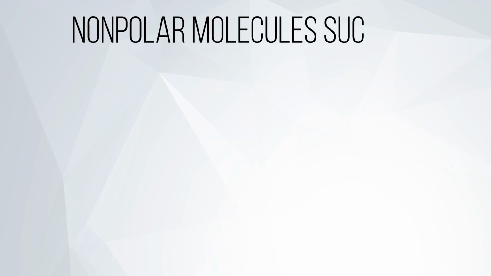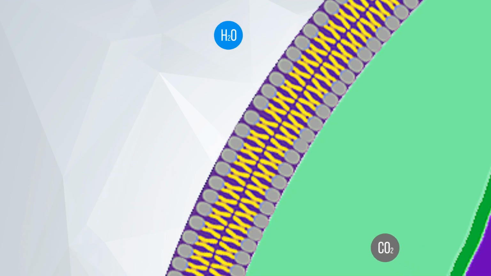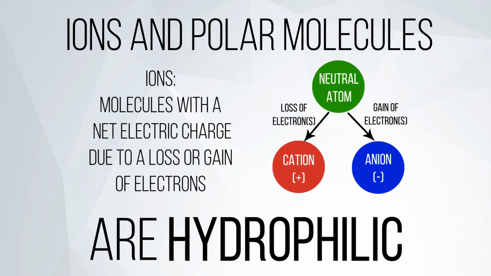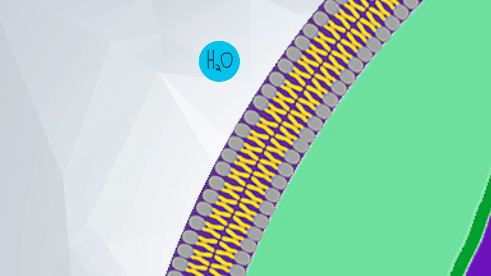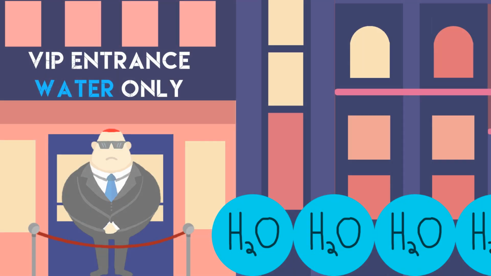Nonpolar molecules, such as O2 and CO2, are hydrophobic, so they can dissolve in the phospholipid bilayer and cross it easily. However, ions and polar molecules are hydrophilic and can't pass through the hydrophobic interior of the membrane, so these molecules need to use specialized proteins to cross. Think of these like the VIP entrances and exits in clubs that only certain molecules can use.